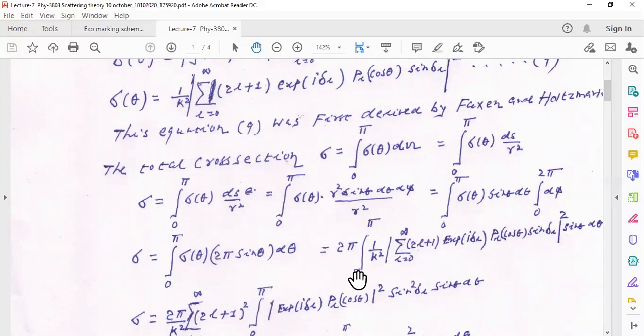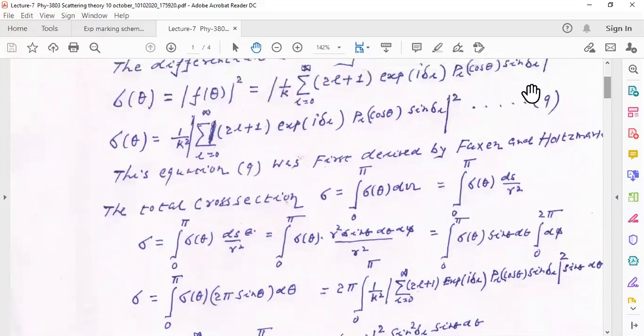The value of sigma theta is 1 upon k square, sum over 2l plus 1, exponential of i delta l, PL cos theta, sine delta l, whole mod square. This is the value I use from equation number 9. I substitute here 1 upon k square, 2l plus 1, exponential of i delta l, PL cos theta, sine delta l, mod square, and then we have the term sine theta d theta, because 2 pi is outside. So we will have this expression with us now.